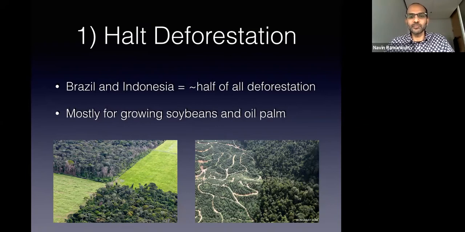What are soybeans and oil palm used for? Soybeans, well, some of us eat tofu. That's a small portion. Most of those soybeans are fed to animals, and then we eat those animals later. And as I'll tell you a little bit later, that's not a very efficient way of getting our calories.